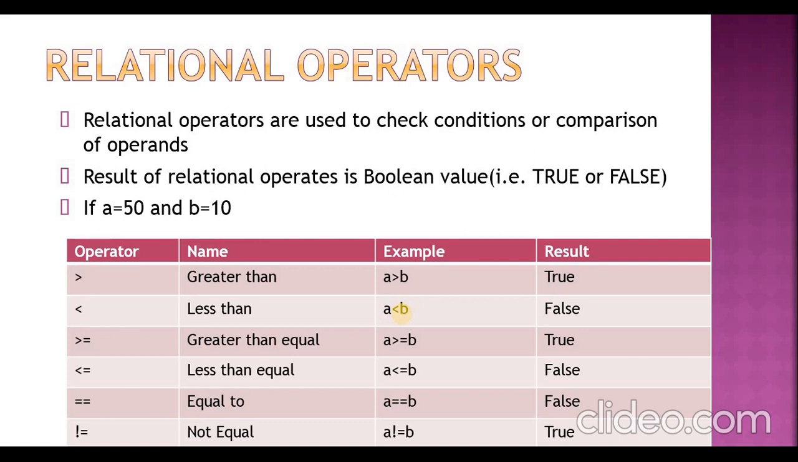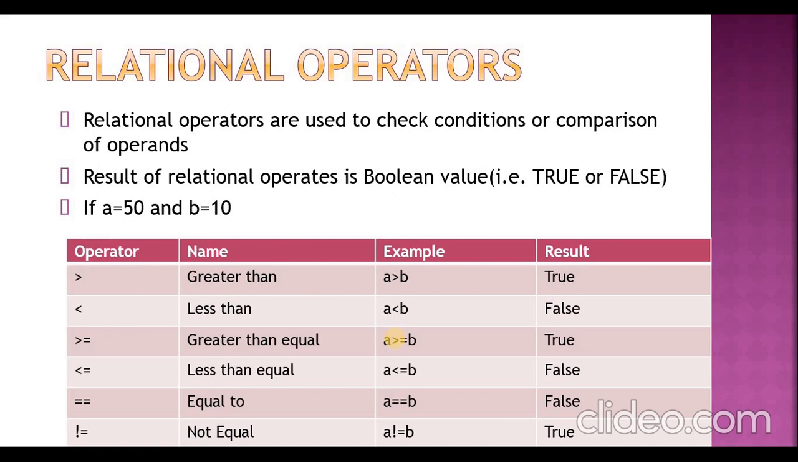The result is false. Next one, greater than or equal to, indicated by the closing angle bracket and equal to symbol. Example, A greater than or equal to B, that is 50 greater than or equal to 10. The result is true. Next, less than or equal to. It is indicated by opening angle bracket and an equal to sign. Example, A less than or equal to B, that is 50 less than or equal to 10, which turns out to be false.